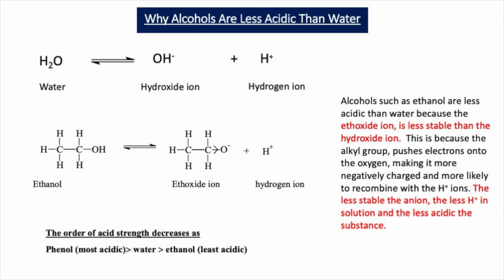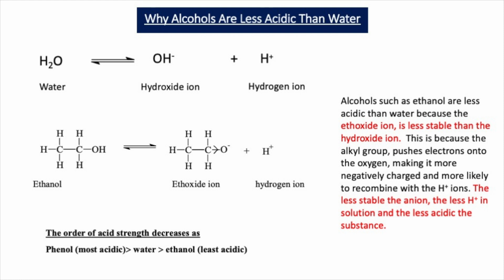Now the order of acid strength here is phenol is the most acidic, then water, then ethanol, which is the least acidic. Now we've discussed stability before when we talked about benzene, and we talked about the fact that benzene is able to spread out its electrons, which means it's less likely to be attacked by electrophiles compared to alkenes. Well, this is the same principle here.